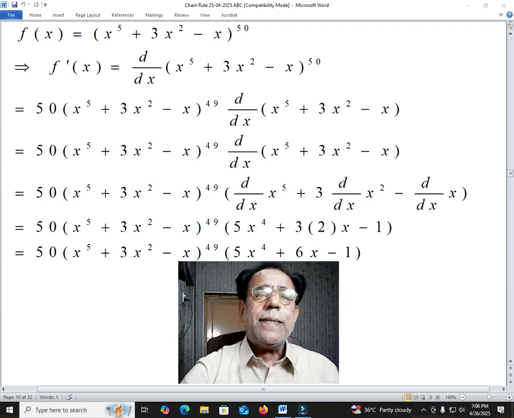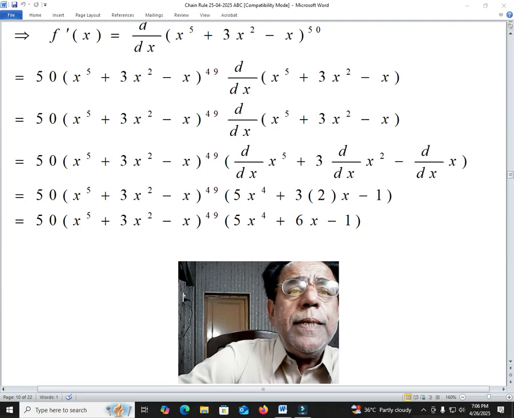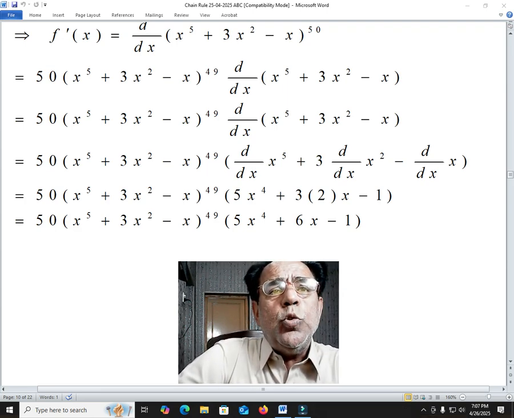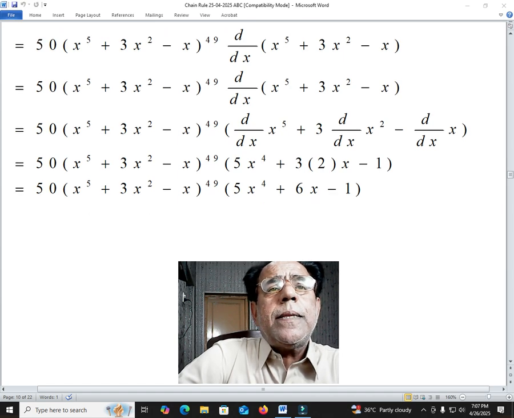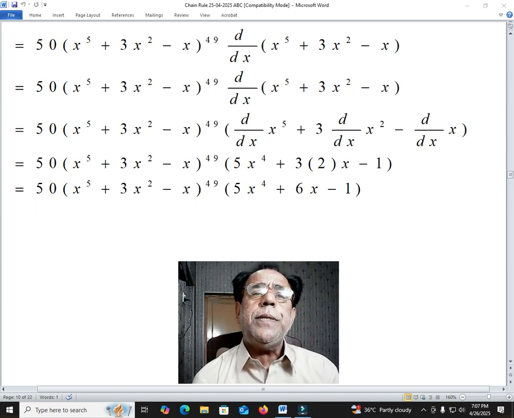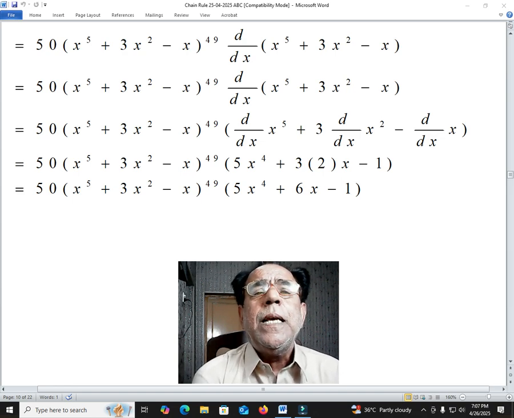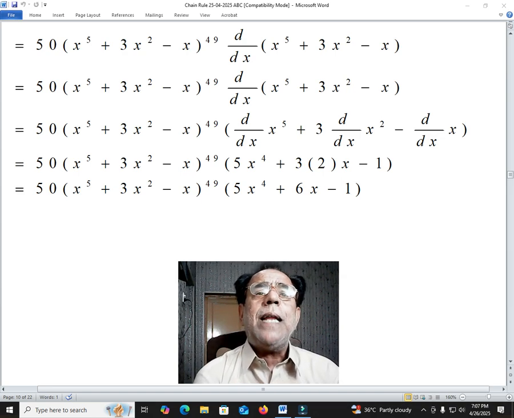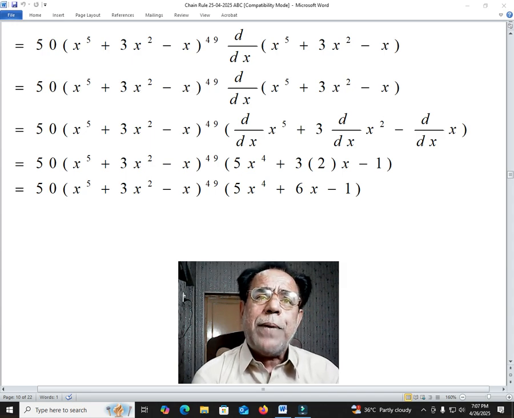In the next step, dear students, d over dx will distribute over the three adding terms. And moreover, here in the central term 3 is a constant, so this 3 should be written prior to d over dx, because differentiation will apply only to x square, while 3 is a constant. But here the constant will not approach 0 because it is being multiplied with x square.